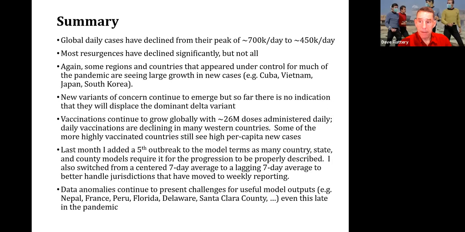As a reminder, I added a fifth outbreak to the model terms, as many of the outbreaks required it to be properly described by the model. As we've seen in the US, we've had really 5 distinct surges of outbreak across the country, and to really model that, I needed a fifth outbreak model. And several jurisdictions have tired of reporting COVID daily, and so they're reporting it weekly. And as a result, my averaging method needed to be adjusted. So I've moved from a 7-day centered to a 7-day lagging average to estimate the daily cases or deaths.